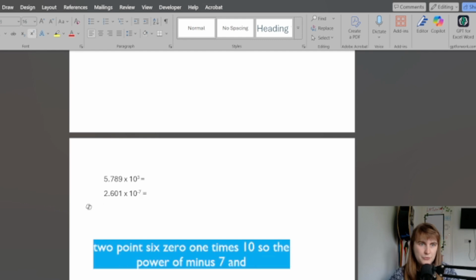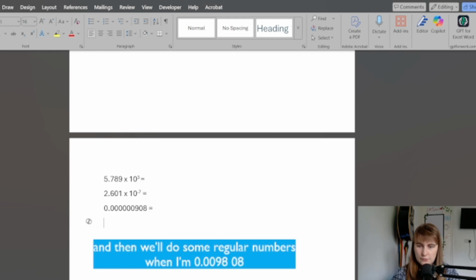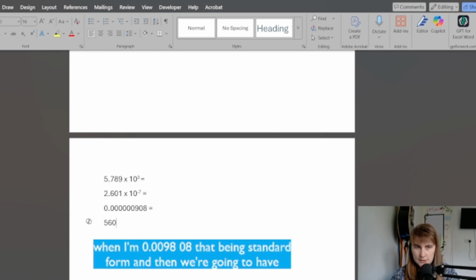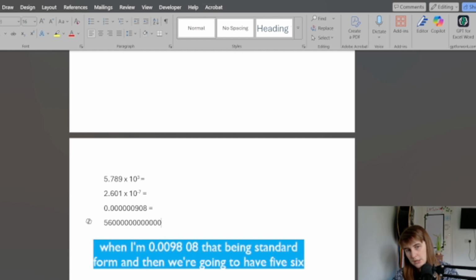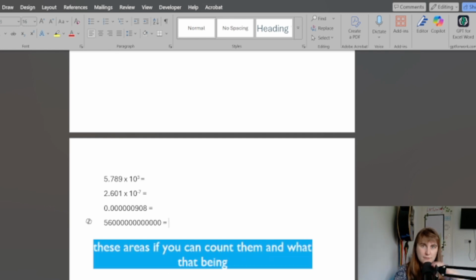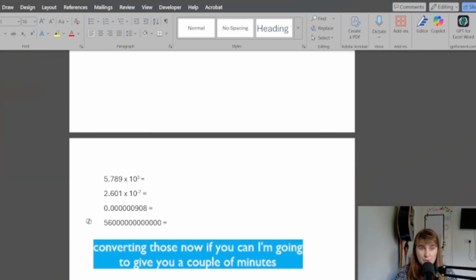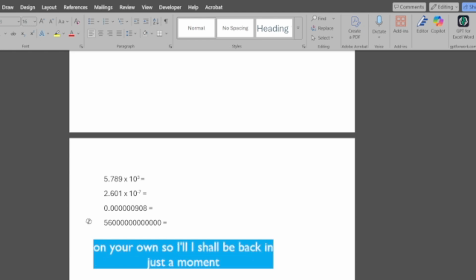And then we'll do some regular numbers. So we're going to have 0.00009808. What would that be in standard form? And then we're going to have 5,600,000,000,000,000. How many zeros if you can count them? And what would that be in standard form? So just converting those now if you can. I'm going to give you a couple of minutes to do that on your own. So I shall be back in just a moment.